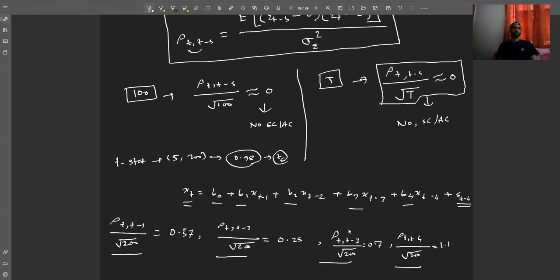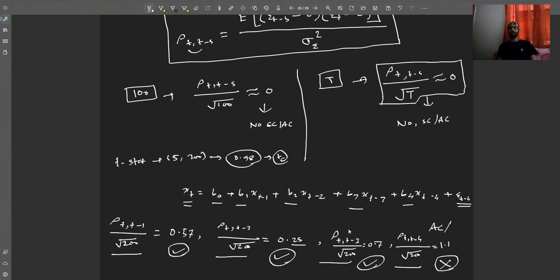So this one is less, so this is good to go. At t minus 1 there is no autocorrelation. At t minus 2 also there is no autocorrelation because this is less than the critical value 0.25. At t minus 3 also there is no autocorrelation. Only at t minus 4 we have the value greater than the critical value. So this one has an autocorrelation.